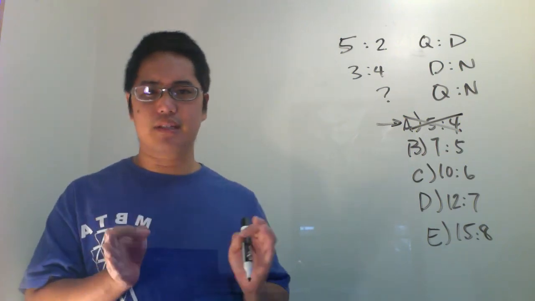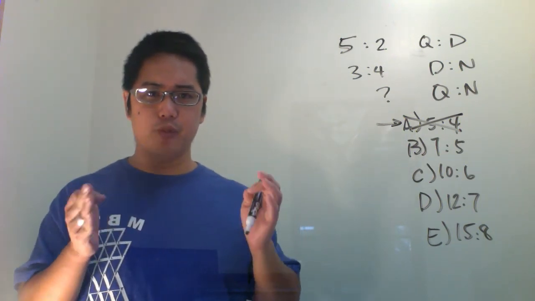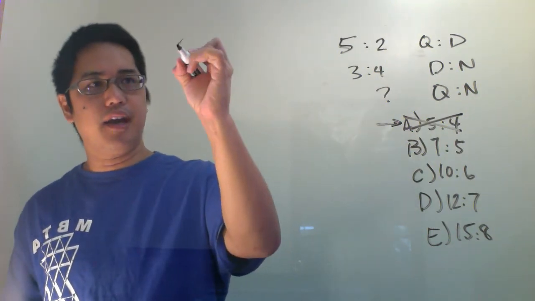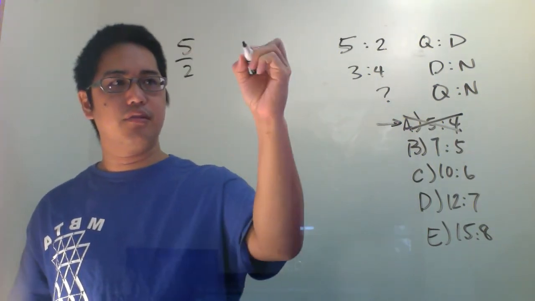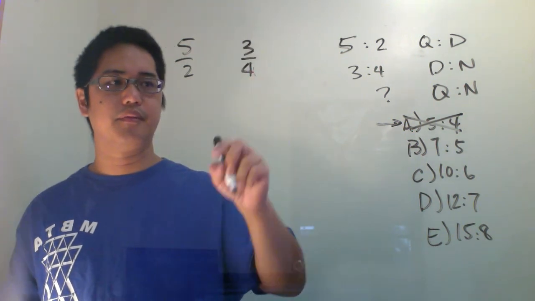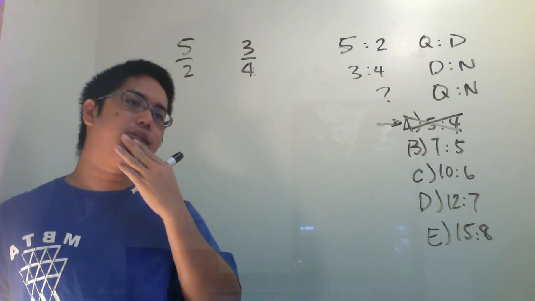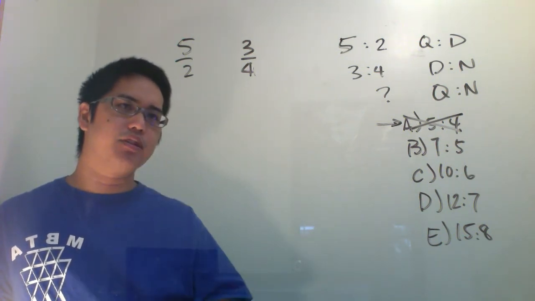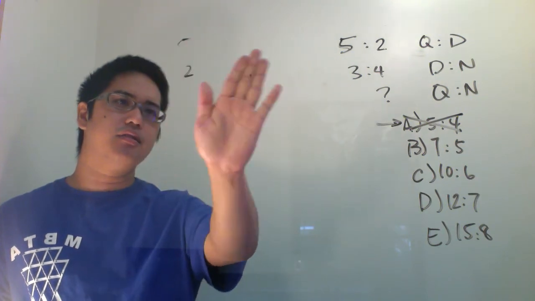I kind of think of ratios as fractions. If you think of 5 halves, and you think of 3/4, maybe not fractions per se. Maybe it might be a little bit dangerous to approach this with fractions. Let's do this instead.